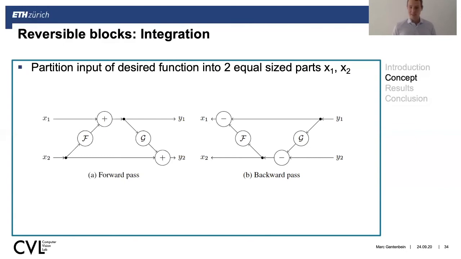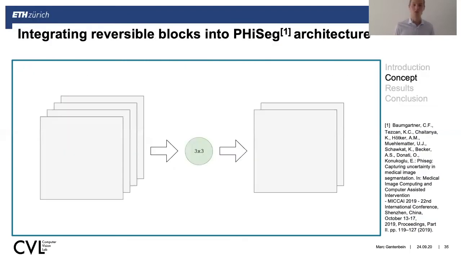As you might guess, the constraint here is that we have to have the same input and output dimensions, since if this is not the case, the inversion would not always be possible. So for a 3x3 convolution, if we have fewer channels, for example, we go from 64 to 32 channels, this would not be possible. So we could not replace this convolution with a reversible block.